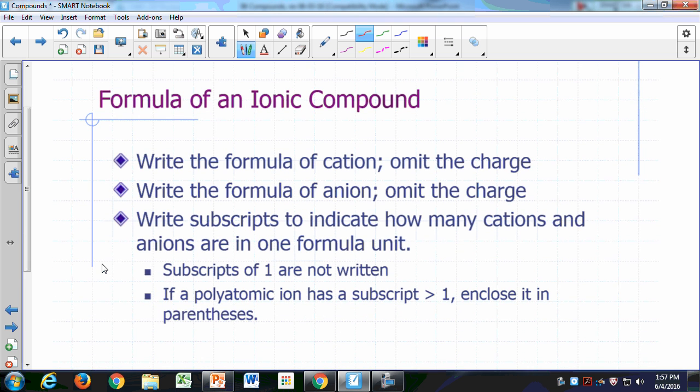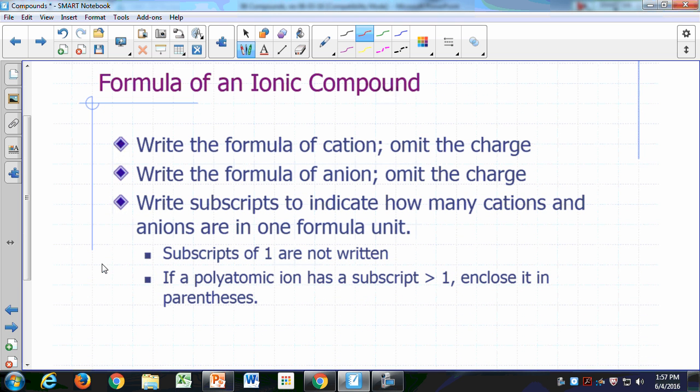Okay. So how do you write the formula for an ionic compound? Like I said, you write the formula of the cation, you omit the charge. You write the formula of the anion, you omit the charge. And then you write subscripts to indicate how many cations and anions are in one formula unit. Now, if your subscript happens to be 1, then you don't write it. So a missing subscript is implied to be 1. And if you have a polyatomic ion, and it has a subscript greater than 1, make sure you enclose the entire formula for the polyatomic ion in parentheses before you put the subscript.